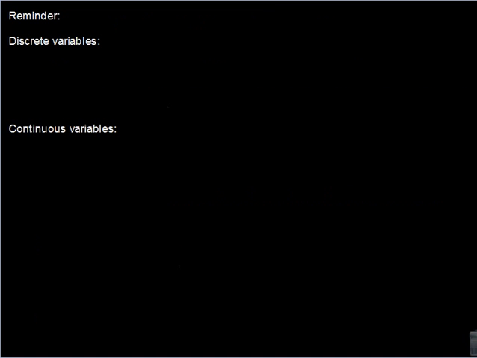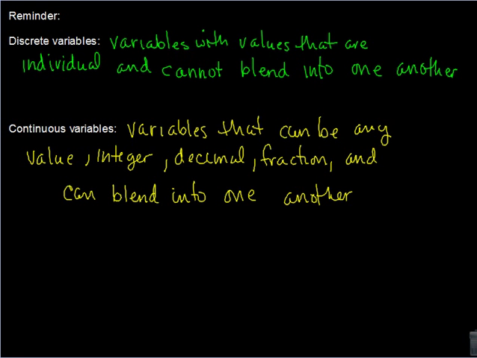To remind you, a discrete variable has individual values. They can't blend into one another. An example of a discrete variable would be the number of cars in a lot. I can't have 1.68321 cars. I have 1 car, I have 2 cars, I have 3 cars. You don't have parts of cars running into each other.